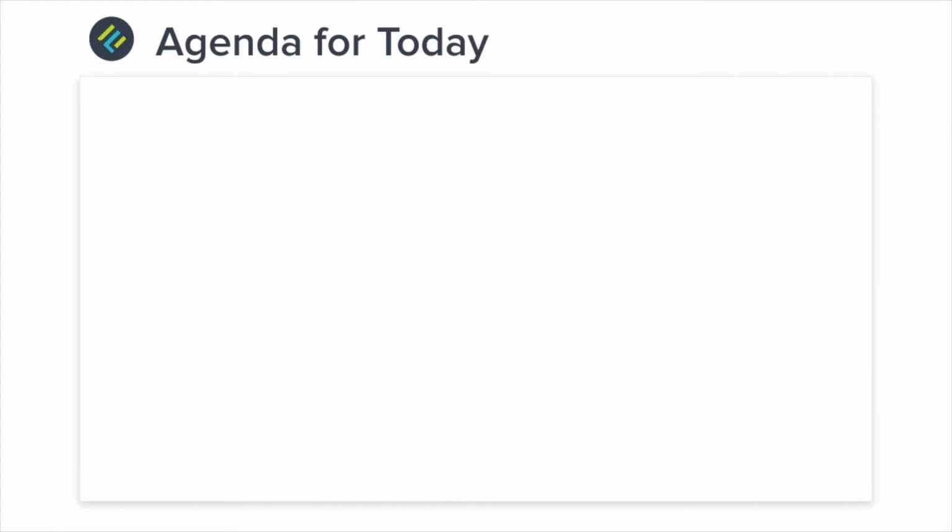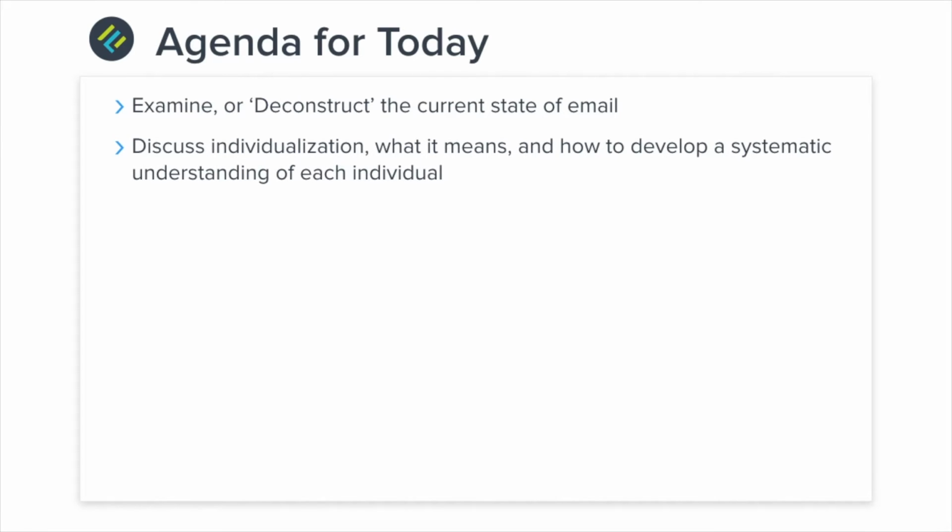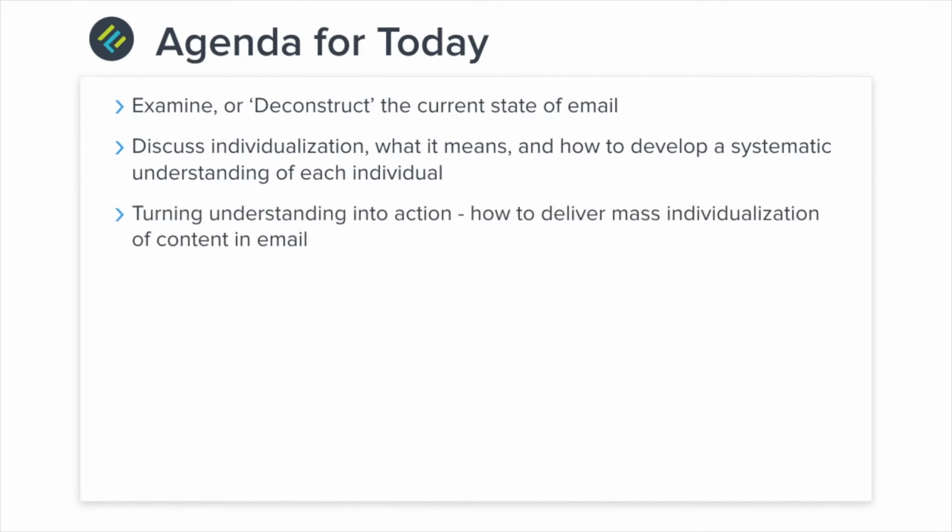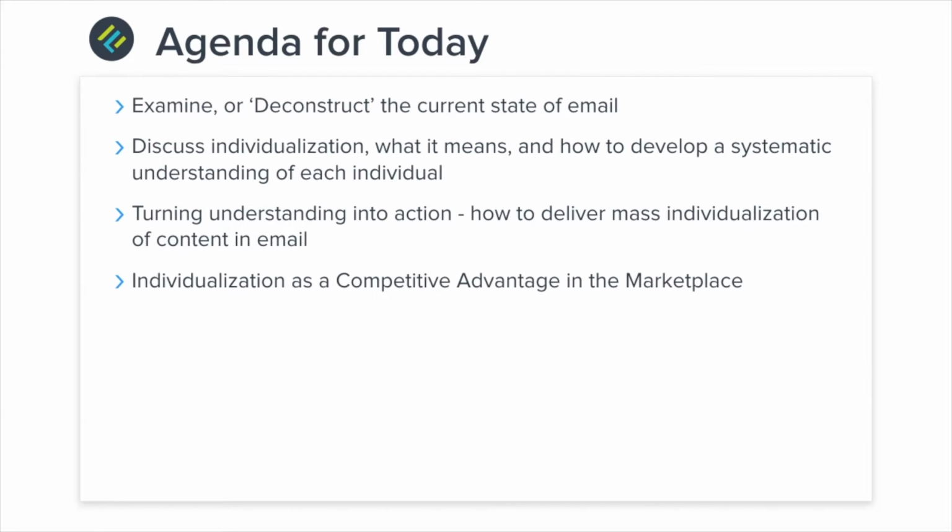Our agenda for today is going to be to examine or deconstruct the current state of email. We're going to discuss individualization, what it means, and how to develop a systematic understanding of each email. We're going to then take a look at turning this understanding into action and how to deliver mass individualization of content across emails. And then we're going to discuss how individualization can serve as a competitive advantage in the marketplace and kind of explain how that happens.